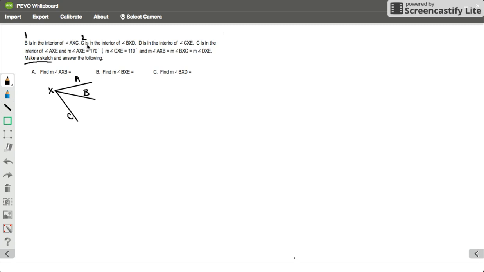The next one we're going to look at is that C is in the interior of BXD. Well, we already have B, we have X, and we have C, so the only piece of that we're missing is D. So we're going to draw another ray and then label this one with the D.